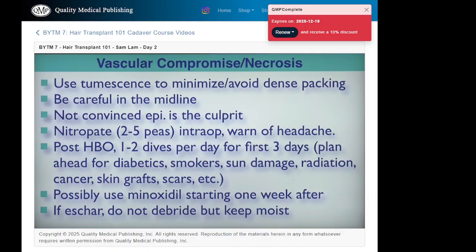Vascular compromise, I already mentioned this. You want to avoid dense packing and not enough tumescence in that area. Use nitro-paste with a very low threshold. If you're looking at any dustiness, tell your staff, if you're out of the room, that when you go back in they should tell you, look, we need to put some nitro-paste on there. Warn them they can get some headaches with it. It's normal. I don't believe epinephrine is the culprit for vascular compromise. Are you seeing the dustiness on your scalp, recipient area? Okay. Right.